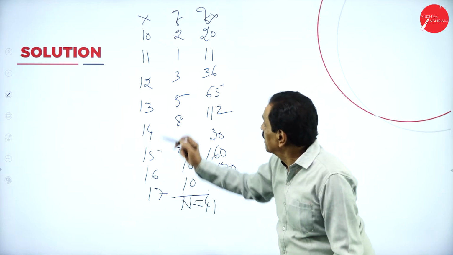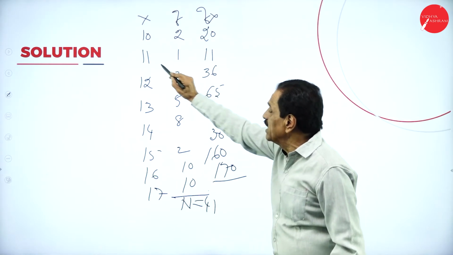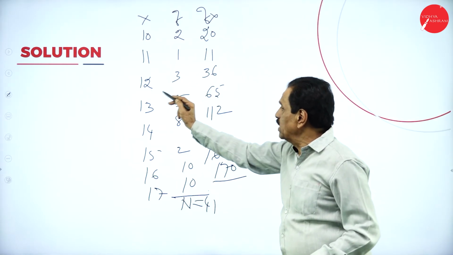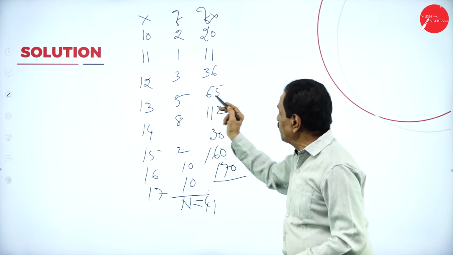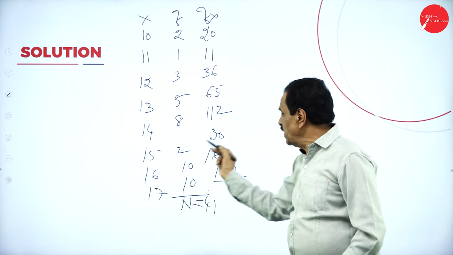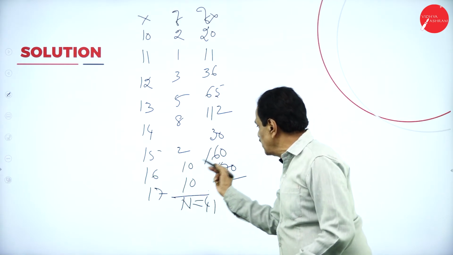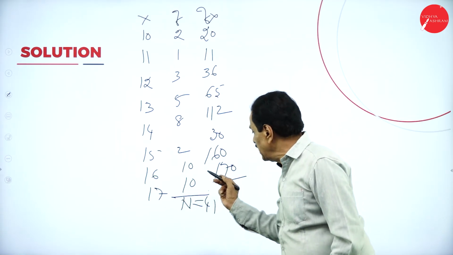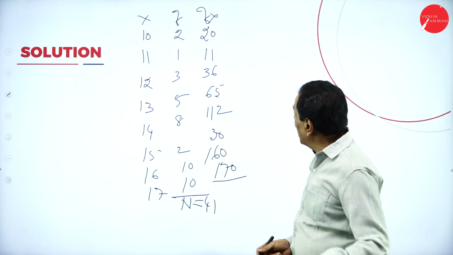Have multiplied: 10 into 2 is 20. 11 into 1 is 11. 12 threes are 36. 13 fives are 65. 14 into 8 is 112. 15 twos are 30. 16 into 10 is 160. 17 into 10 is 170. Now add the figures.